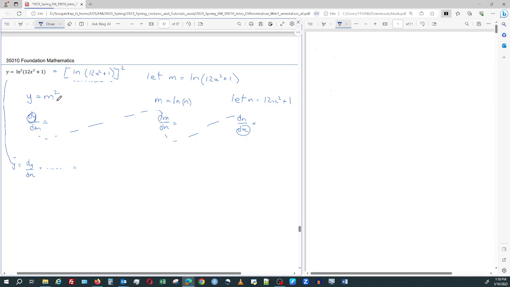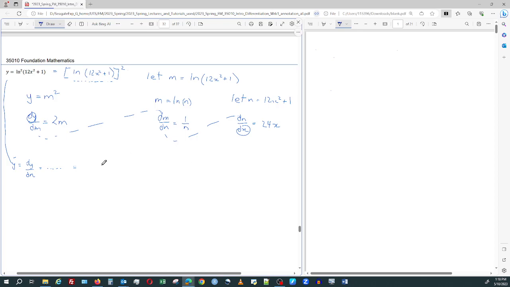How long will that take? The dy dm of m squared is 2m, 4 seconds. The dm dn, because m is ln of n, dm dn is 1 over n. That was 3 seconds. The dn dx, n of x, is going to be 2 times 12, which is 24, x to the 2 take away 1 is 1. I'm not going to write the little 1 there, and the constant has no gradient.